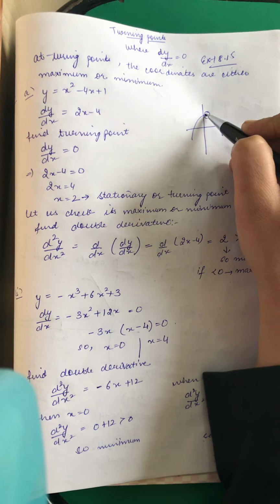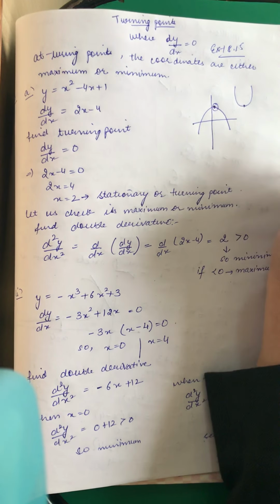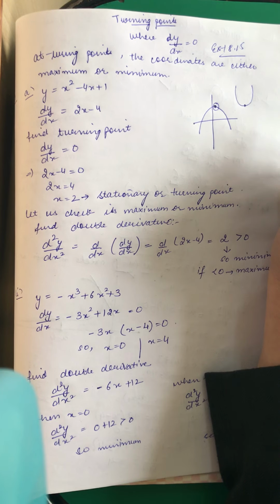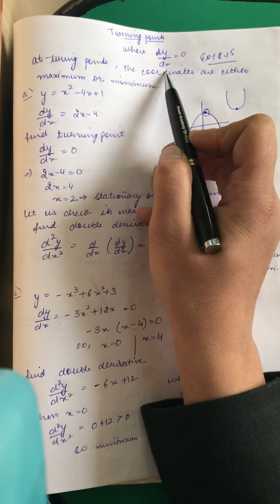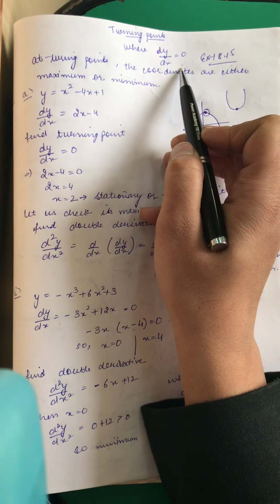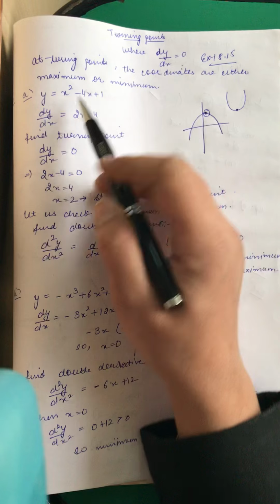Like this is the maximum point. If the curve is like this, then this is the minimum point. So always when we have a turning point, it means the curve is having the maximum or the minimum point at that point. And how do we calculate it? We calculate the gradient of the curve and put it equal to 0. From that, whatever value we are getting for the coordinates, that is our turning point.